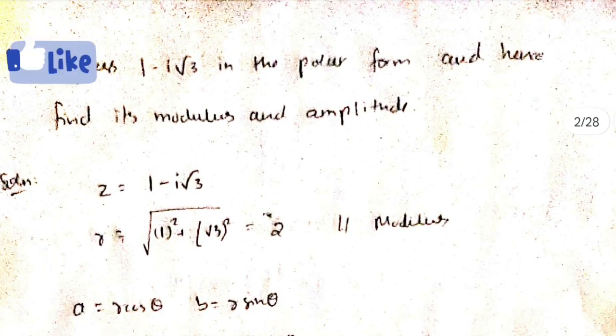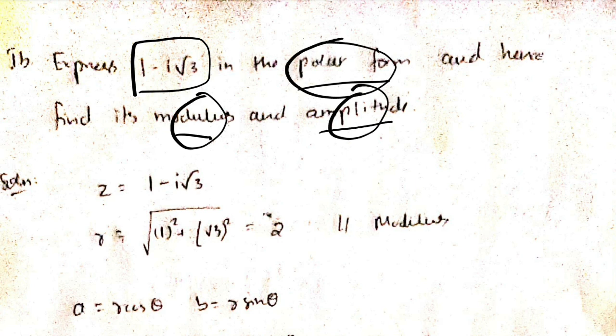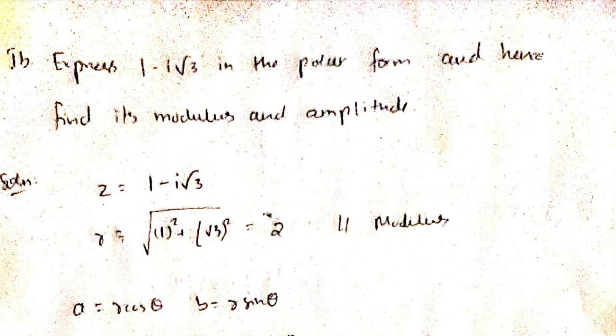Moving on, we have the second question, in which the equation is given to us. We have to express this in polar form and find out its modulus and amplitude. Three things are there. First, find out its polar form, find out its modulus, and then the amplitude. What is the polar form? Polar form is nothing but we have to have r cos theta and r sin theta.